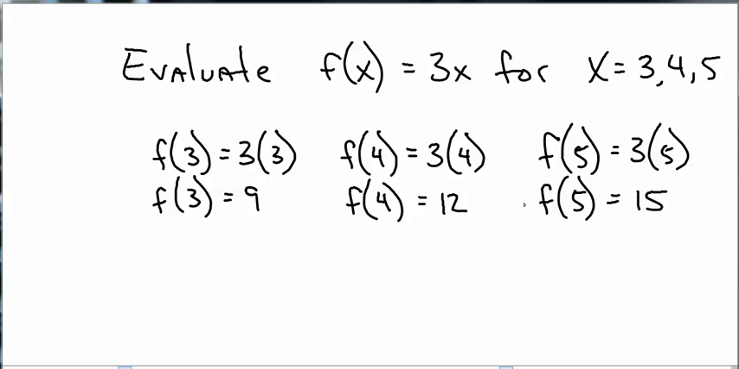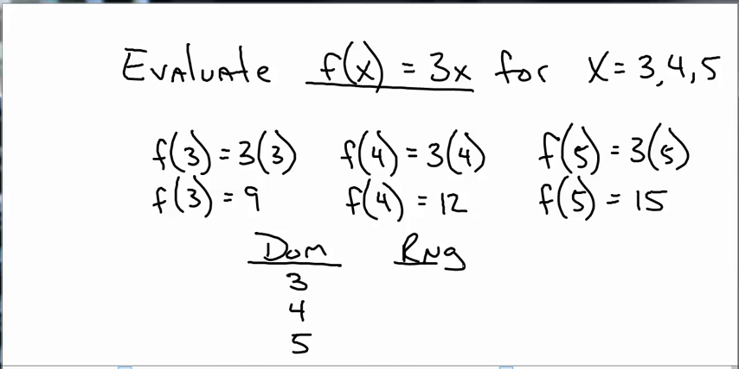This is just kind of a reminder. It's a real clean notation because it tells you when I put a 5 into this function, I get a 15 out. Okay? So your domain is going to be 3, 4, and 5. And your range is going to be 9, 12, and 15. Okay?